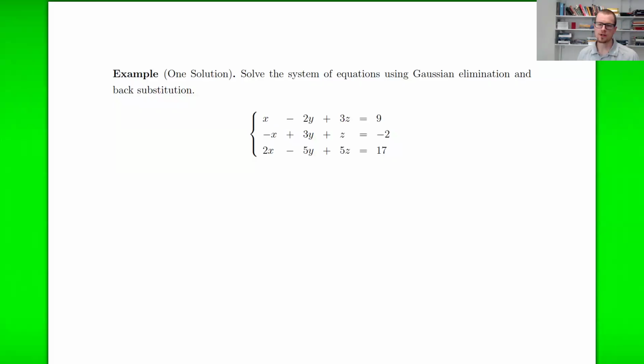Welcome. We would like to use Gaussian elimination and back substitution to solve this system of equations. Now, Gaussian elimination just has us rewrite this system of equations in triangular form. This is very similar to what we had done in the previous section, where we looked at systems of equations with two variables and two equations.